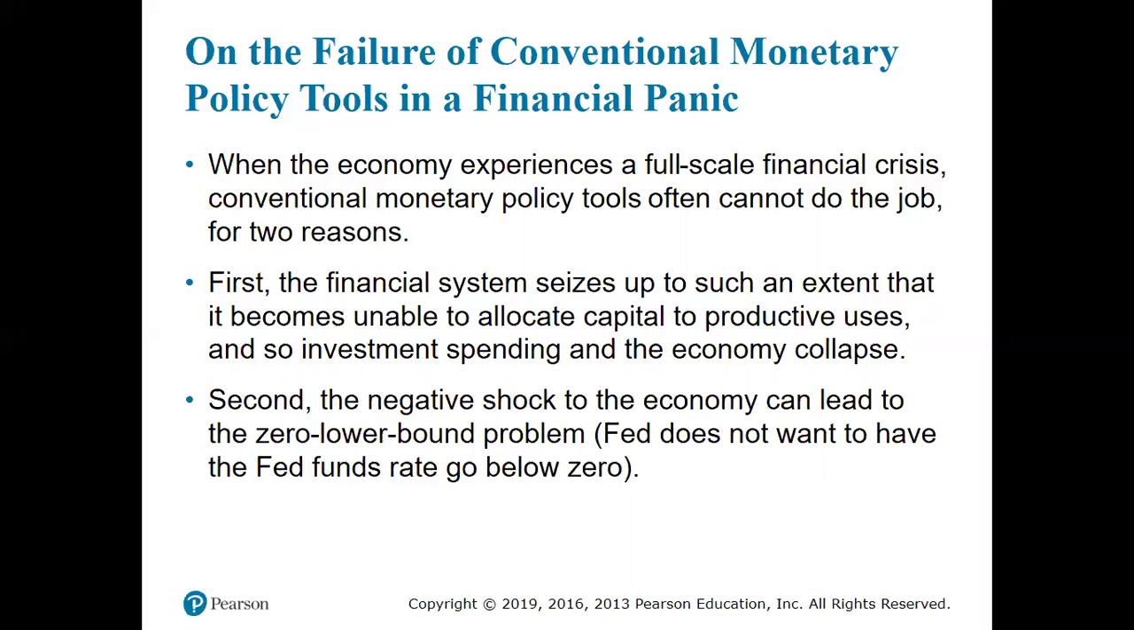So you have this zero lower bound problem. The Fed doesn't want to have the Fed funds rate go below 0, so you're stuck. You've lowered the Fed funds rate as far as you can, and now what? And so that's where you get into the unconventional monetary policy, where we'll talk about how you can look at things other than changing that Fed funds rate.